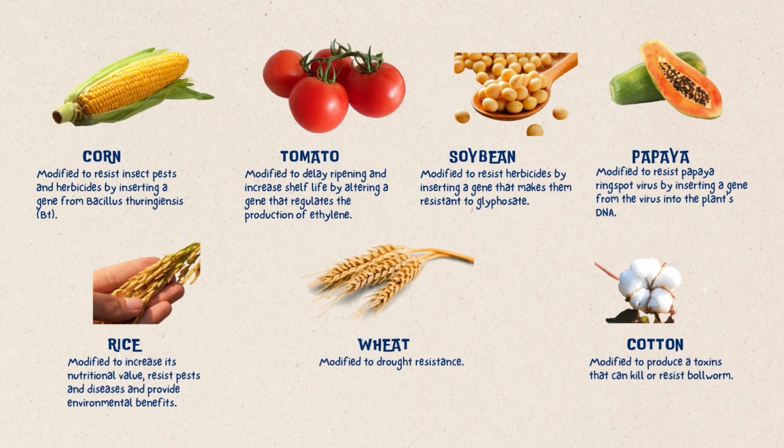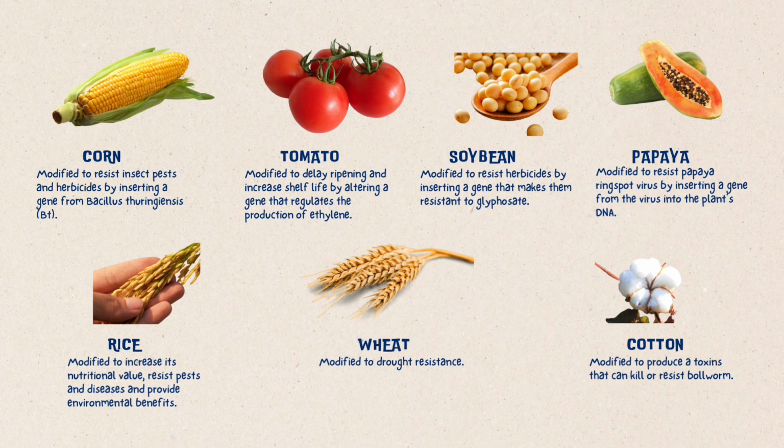So here we have some examples of crops that have been genetically modified in order to enhance their production and yield. First, we have corn crops, which are modified to resist insect pests and herbicide. Then tomato crops, which are modified to delay ripening and increase shelf life. Then soybean crops, which have been modified to resist herbicide, particularly glyphosate.